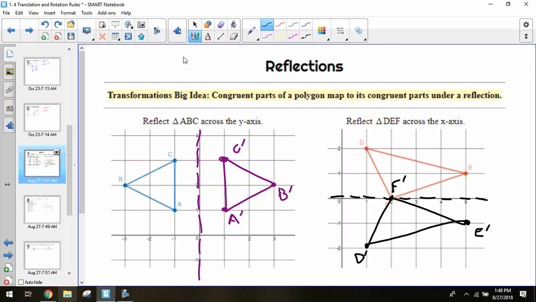And so it's possible to have your triangles overlapping each other. It's possible to have them on top of each other, or your transformations on top of each other. That doesn't change anything. That's okay. We just didn't have situations like that last week. And so that's D prime, E prime, F prime.